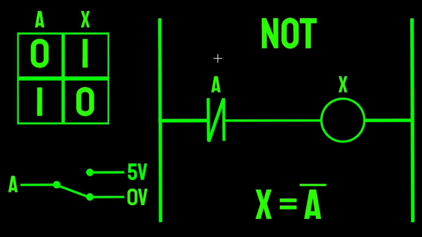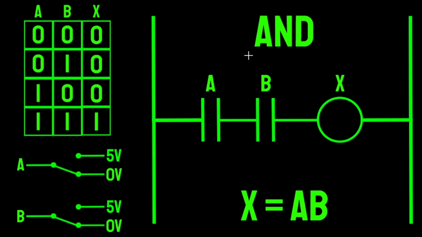And we'll move on now to the AND gate. So to make an AND gate in ladder logic, you need to put 2 normally open contacts in series with each other, feeding the output. Each of the normally open contacts represents one of your inputs.